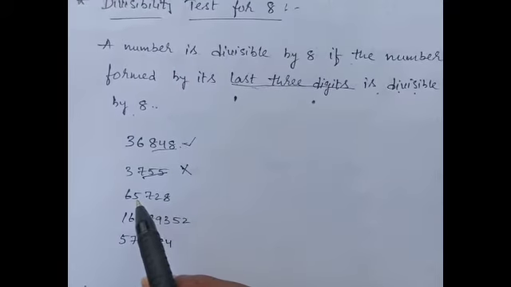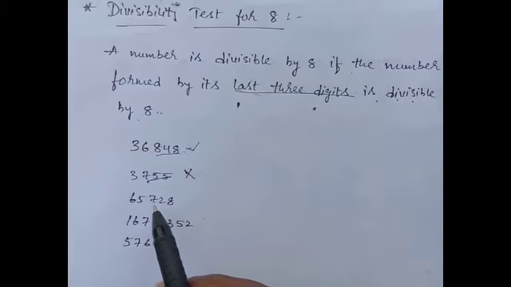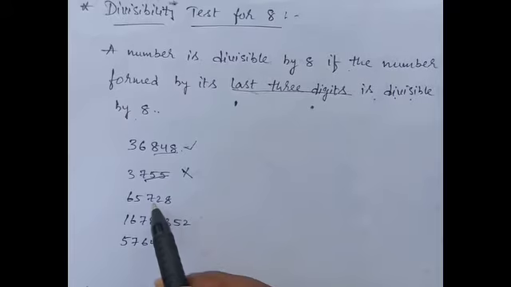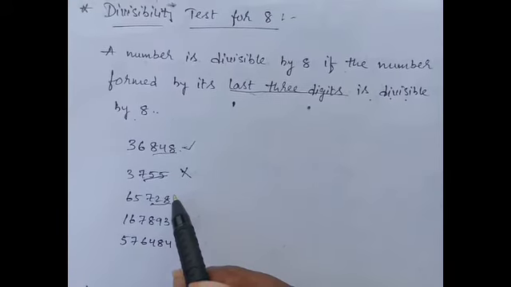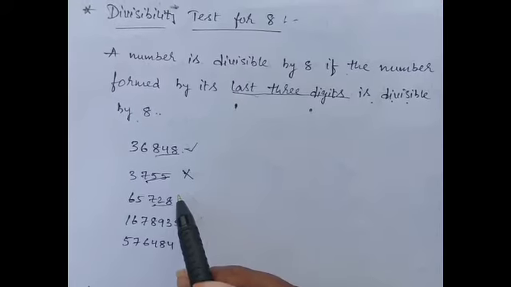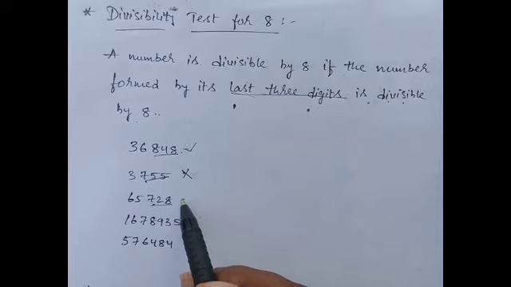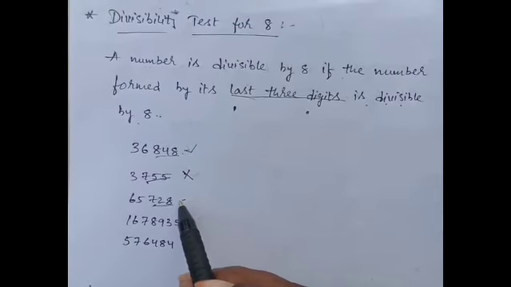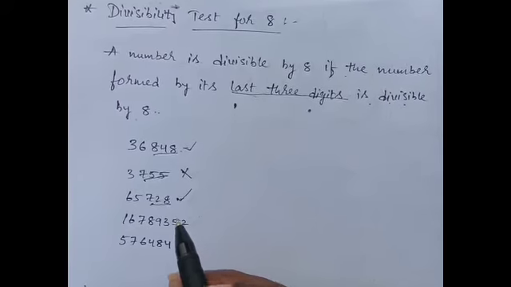In the same manner, let's take the other number 65,728. The last three digits in this number are 728, and check whether 8 is dividing 728 or not. 8 goes into 728 exactly 91 times, hence we can say the number 65728 is divisible by 8.